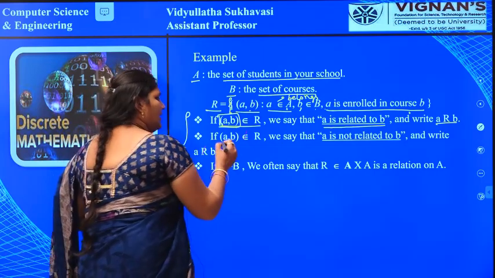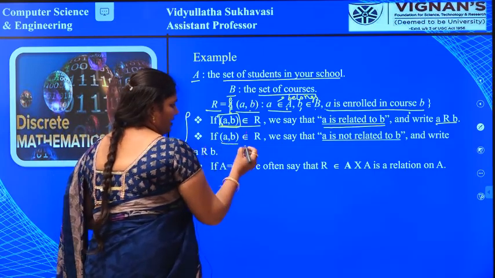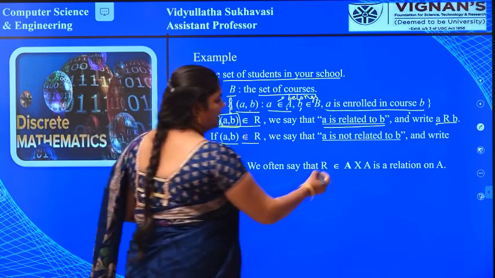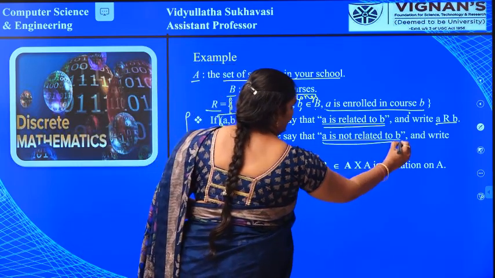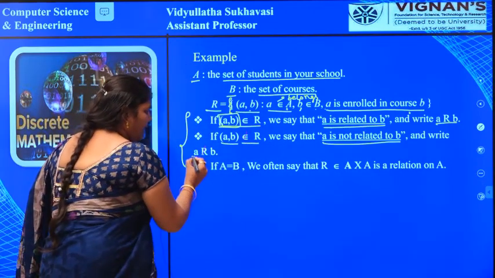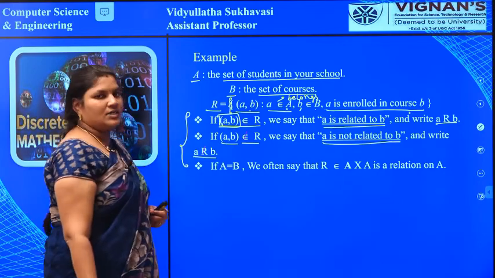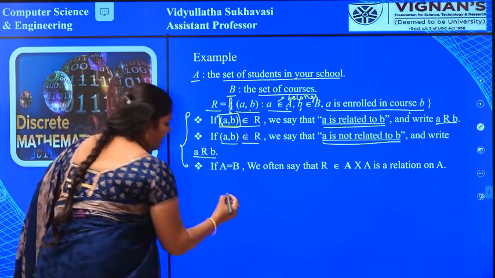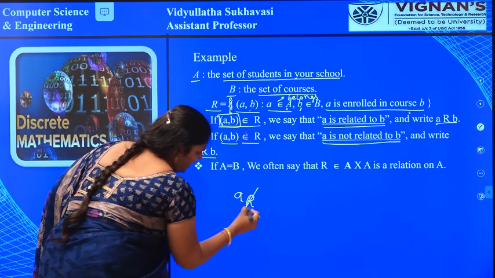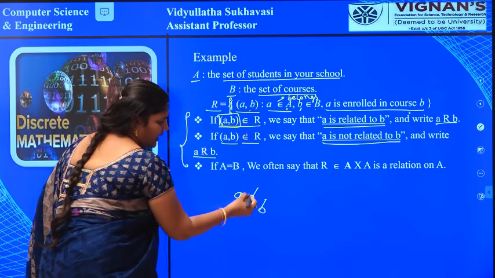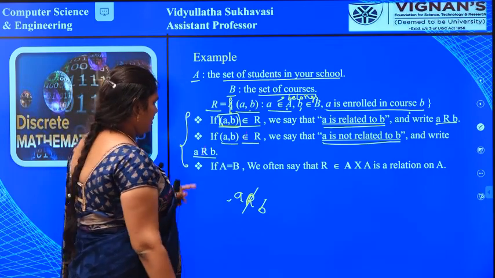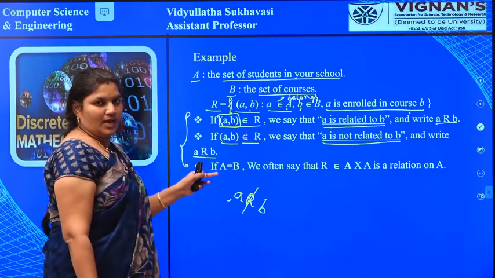If the ordered pair (A, B) does not belong to R, then we can say that A is not related to B, and we represent it as A and B are not in the relation R. So here, not in relation means that the relation does not exist between the two elements. And now the third notation which we are going to use.